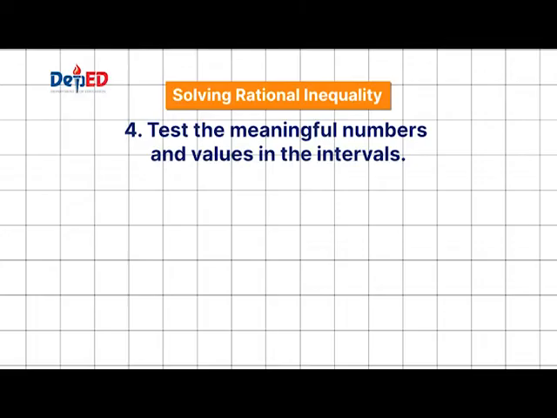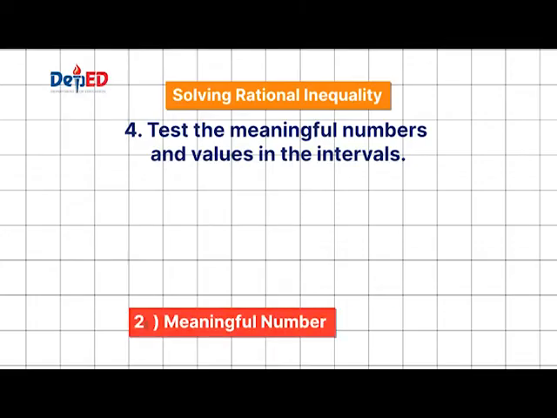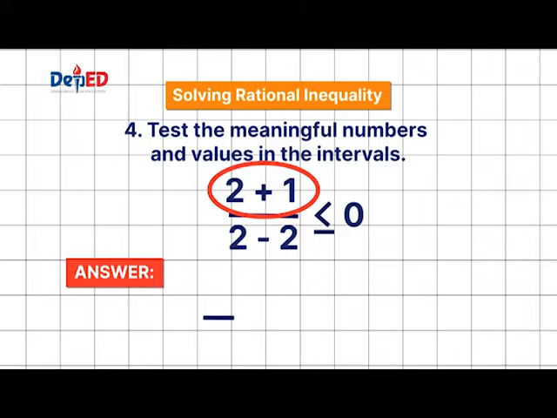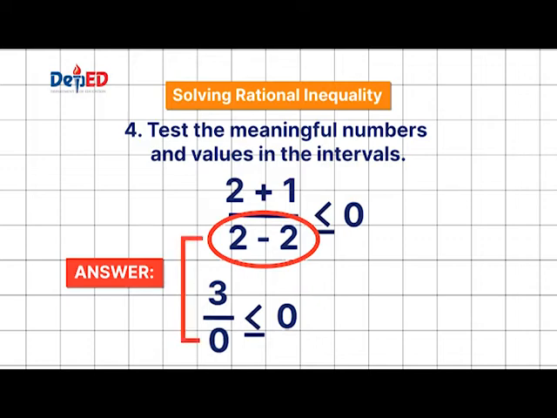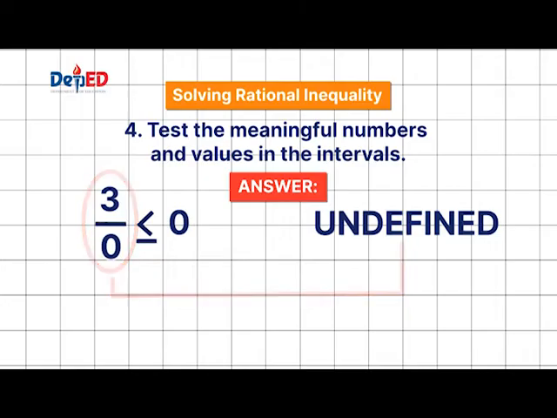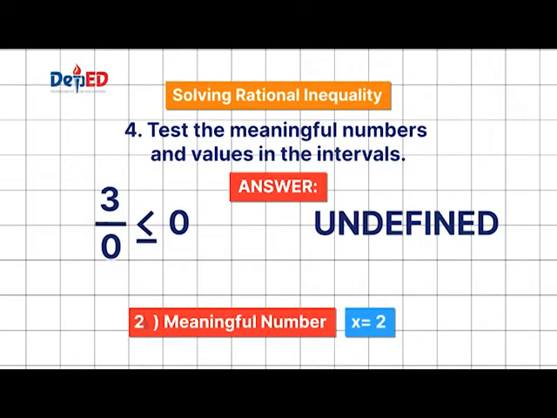Let us now have the second meaningful number, which is 2. We use this in the given inequality. This gives us (2 + 1) over (2 - 2) is less than or equal to 0. 2 plus 1 is 3, while 2 minus 2 is 0. 3 over 0 is undefined. Thus, x = 2 is not a solution for the inequality.